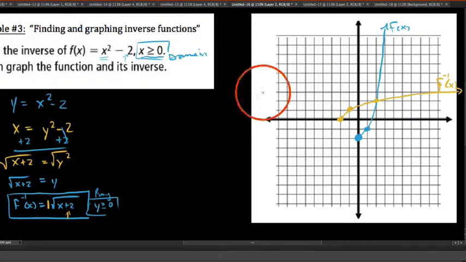And so we could clearly see that these are inverses, and I say clearly because they are reflected about this line y equals x, first of all, and second of all, because we can see that all the domain and range have switched for both of these graphs here.